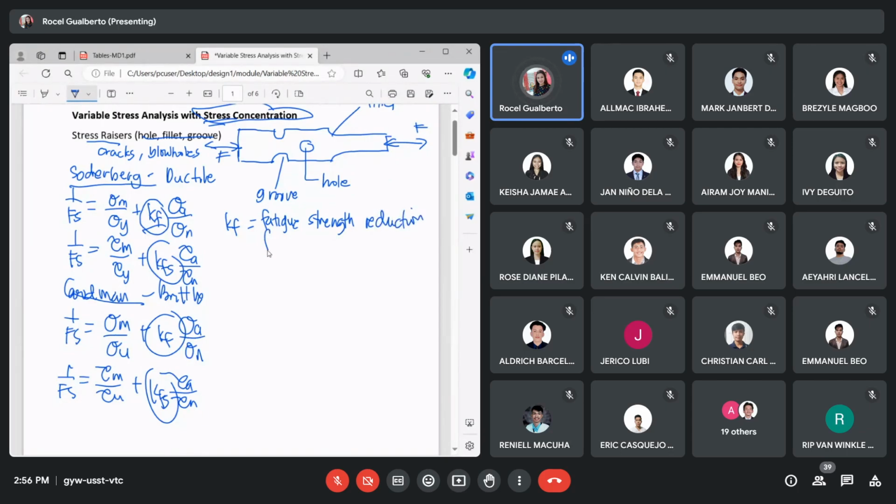Okay, so this is the fatigue strength reduction factor. If it is Kfs, it is the fatigue strength reduction factor in shear. But basically, they are just the same, even their equation.